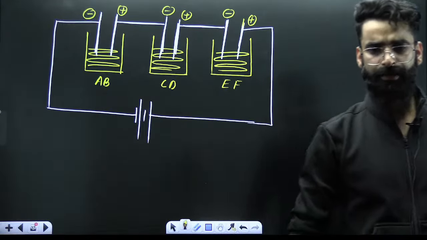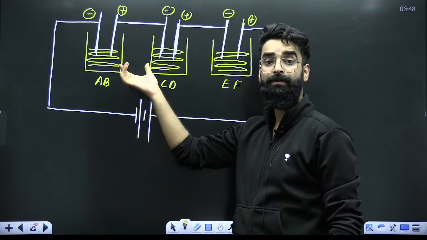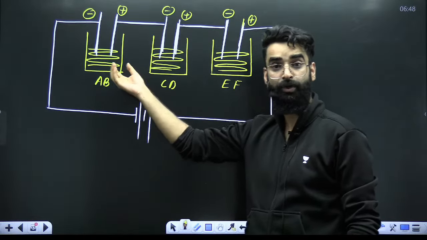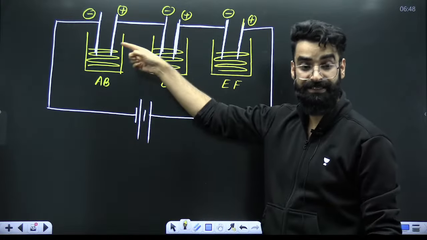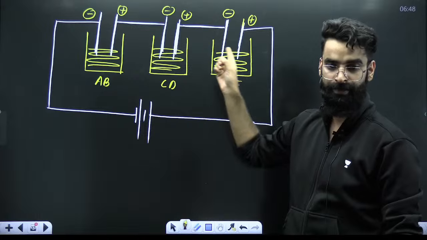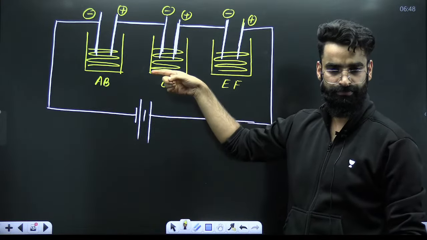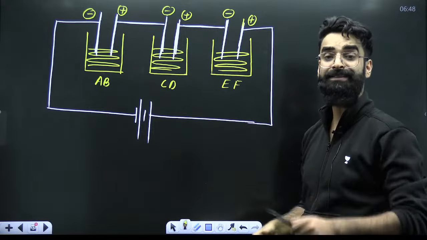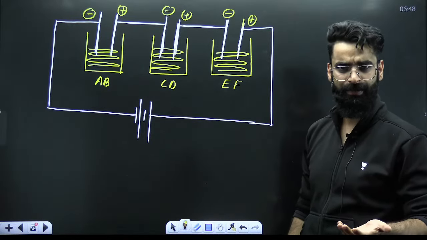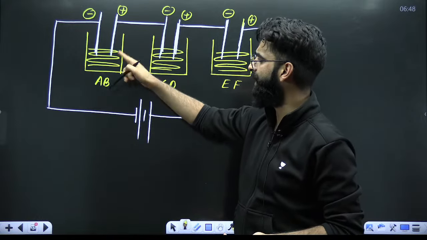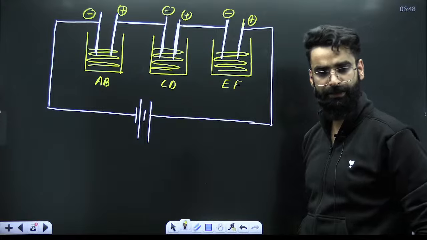Okay. Tell me one thing. We have got more than one electrolytic cell containing different electrolytes in series. This is first of all the series combination, right? And you know, in the series combination, current remains the same. So can I say the same amount of current is going into this solution, this solution, and this solution?